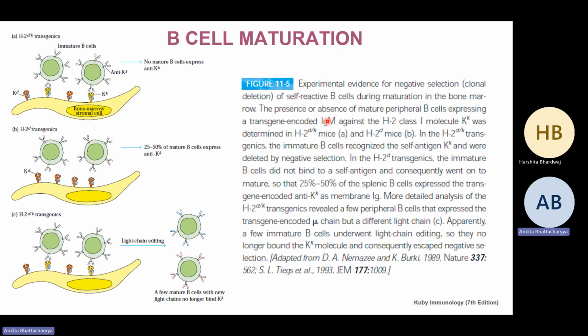Then we looked at the experimental evidence for this as well, how there are three possibilities. Either as part of clonal deletion, any B cells which are self-reactive can be cleared off, or there can be light chain editing in order to allow it to persist, or there can be anergy as well.